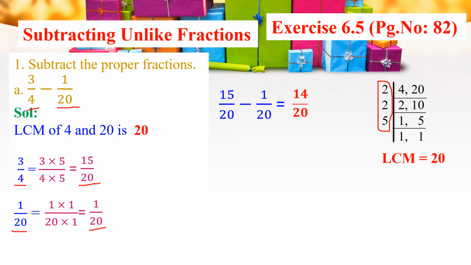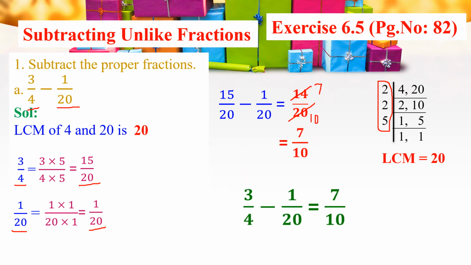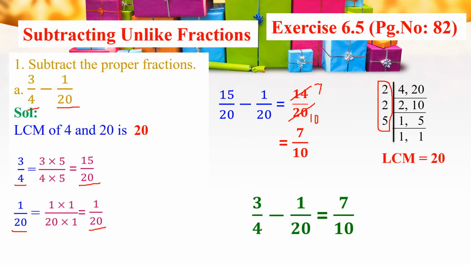Now, look at this. It can be reduced to the lowest form. Both the numbers can be divided by 2. So, 2 sevens are 14 and 2 tens are 20, which is equal to 7 by 10. So, 3 by 4 minus 1 by 20 equals 7 by 10.